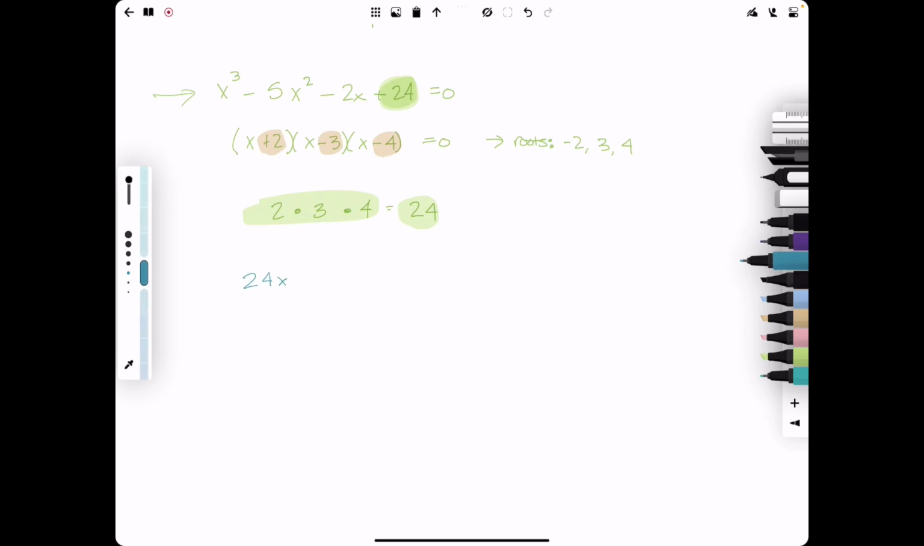How about this one? 24x to the third minus 22x squared minus 5x plus 6. And I'm going to say that it equals, in the factored form, and this would be an ugly one to factor, you could do it: x plus 1/2 times x minus 2/3 times x minus 3/4. I'm going to highlight the 24 and each of the denominators, and then the 6 and each of the numerators.